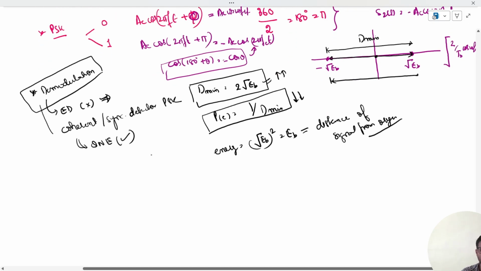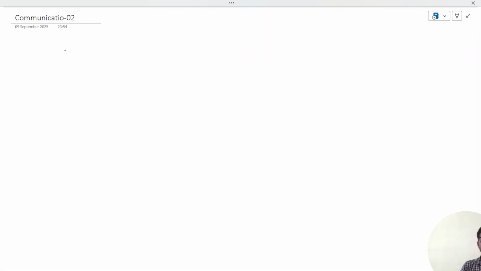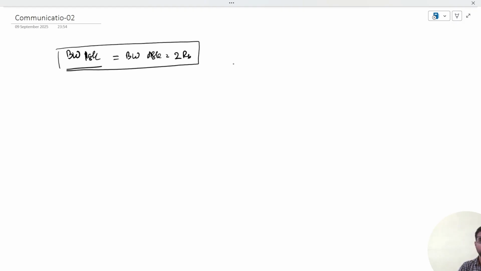Now bandwidth. What could be the bandwidth? The bandwidth of the PSK is the same as the bandwidth of the ASK, which is equal to twice of Rb. Okay. So now we are left with FSK.